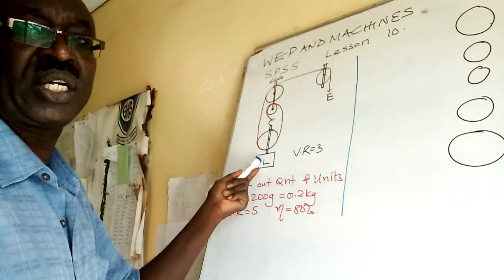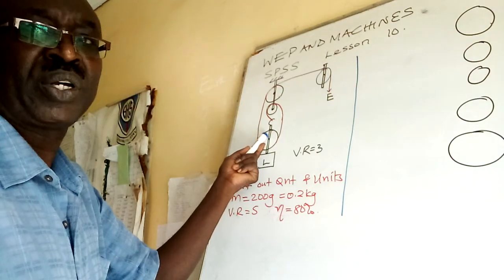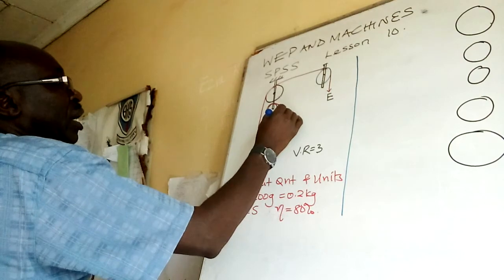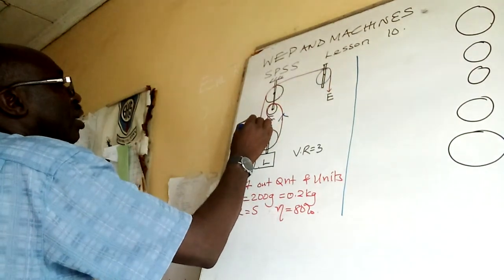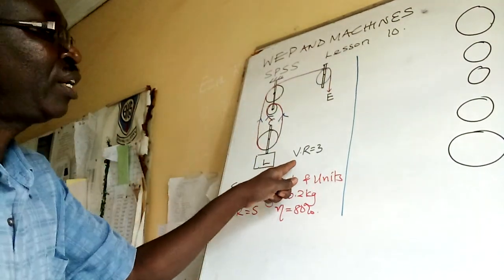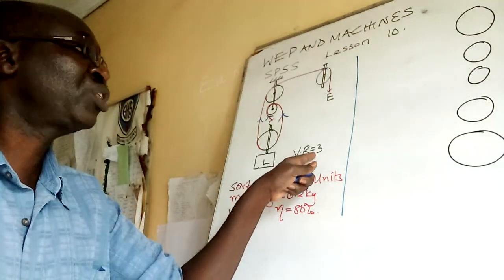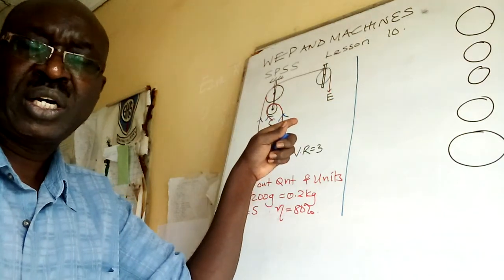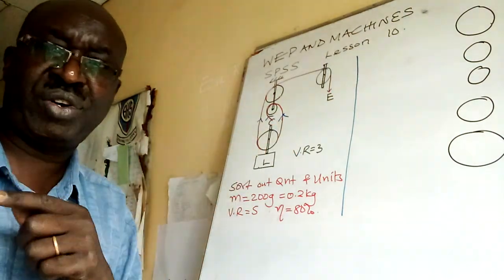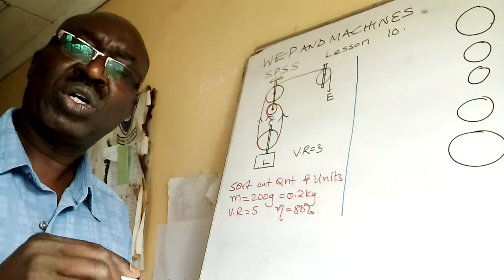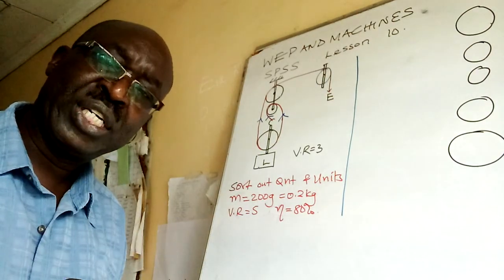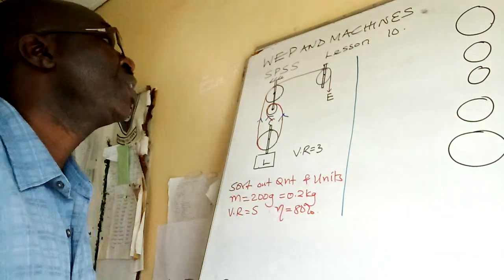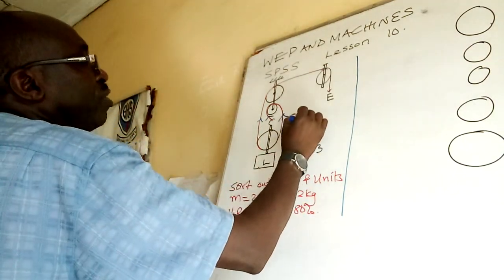So this load is being held by this pulley, and this pulley will therefore have tension here, there, and there. So we say velocity ratio is equal to 3. You can see I have 4 pulleys, but velocity ratio is 3. So the number of pulleys is not automatically the velocity ratio. In fact, this is called a convenient pulley.